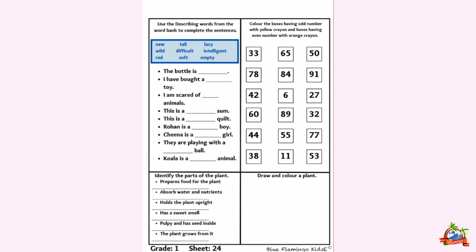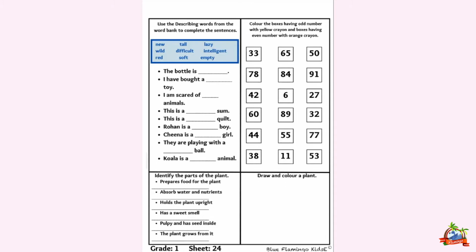I am scared of wild animals. Main jungli janwaron se darti hoon. Now, in this way, you have to fill the rest of these sentences with describing words. Okay? Baaki sentences ko describing words se fill karke complete karna hai.